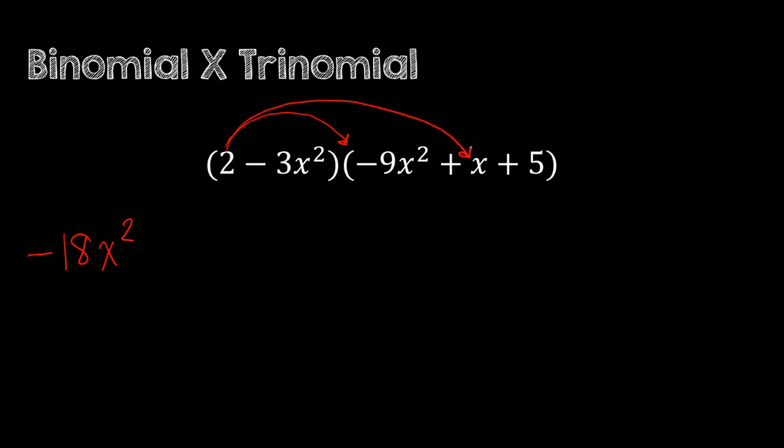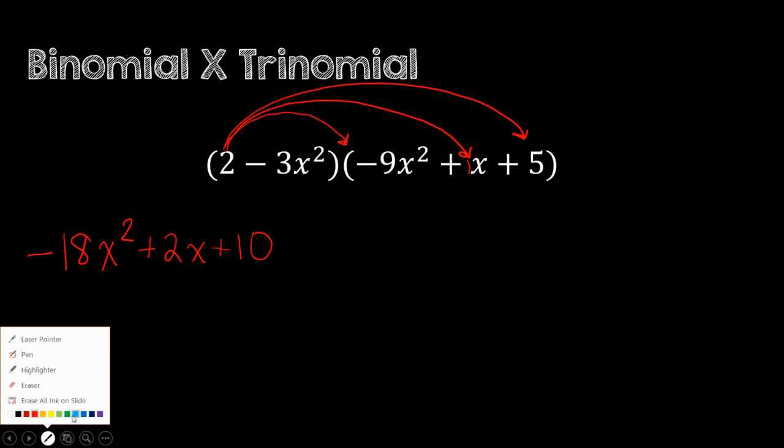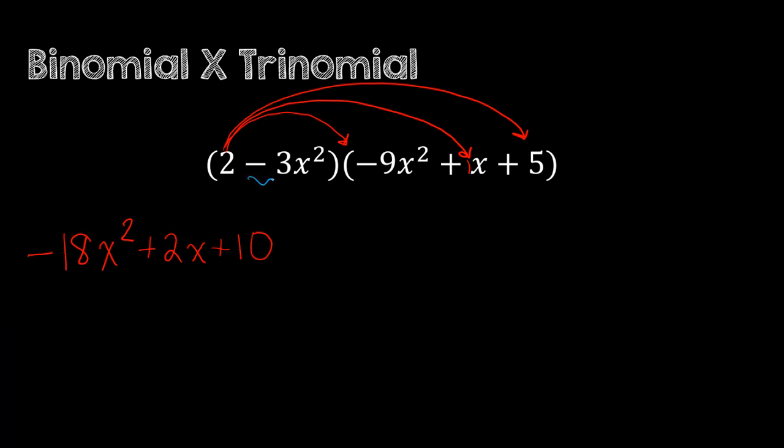2 times 1x. I'll put that little 1 there if that helps you. So I get a positive 2x. And my last term, 2 times 5, I get a positive 10. The next term in the binomial is a negative 3x squared. It's really important that that's what we're distributing. So negative 3x squared times negative 9. A negative times a negative gives us a positive.